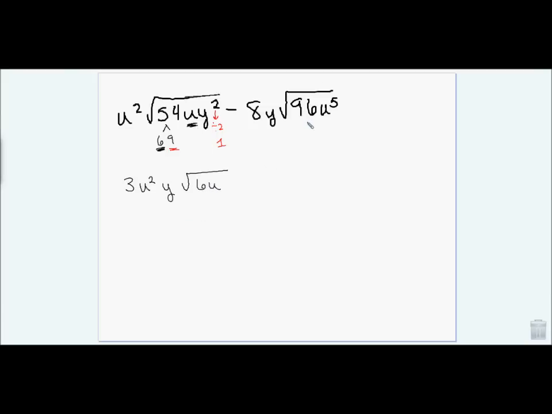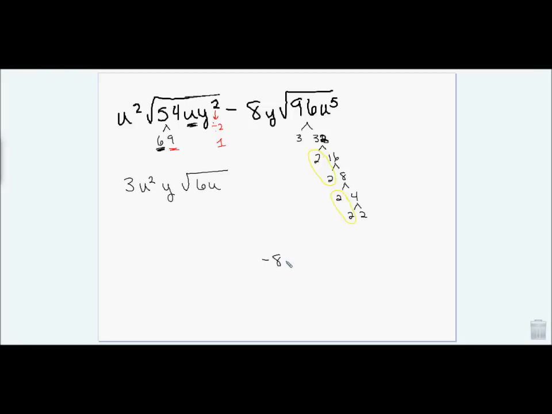In my second term, I have 96. Off the top of my head, I'm not thinking of a perfect square in there, but I do know that it'll divide by 3. Sorry, that's 32, not 96. 32 is 2 times 16. 16 is 2 times 8. 8 is 2 times 4, and 4 is 2 times 2. So I have 2 pairs of 2's that I can bring out.